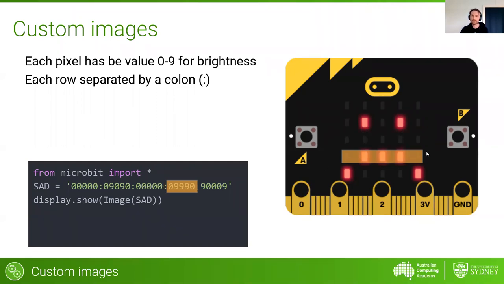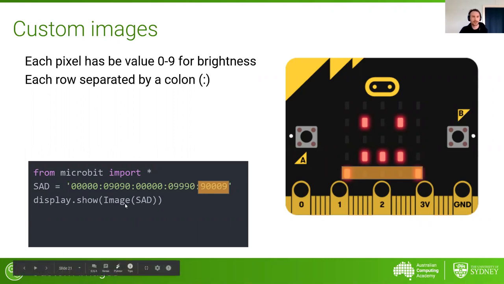On the fourth row, we have the top of the mouth. And on the fifth row, we have the rest of the mouth. And so this just describes what this image actually is. And we can just use the image class to call on that string to show this image. So that is actually inbuilt, but this is how you can make your own.